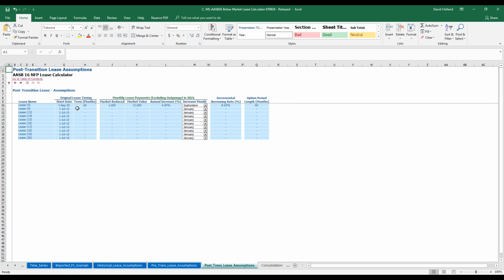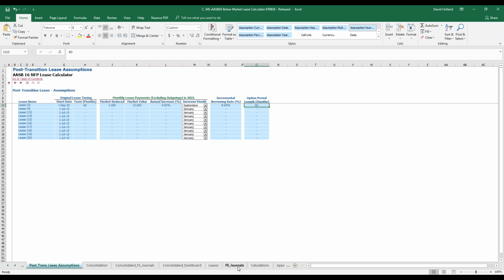You then put any post-transitional leases in. We've added one in here. Started on the 1st of September 2020, 60-month term with a 60-month option period. Once again, you only include option periods if you're reasonably certain of exercising them. If you're not reasonably certain, put 0. You don't put all option periods. You only put the option periods that you're reasonably certain of. So fill those details in.